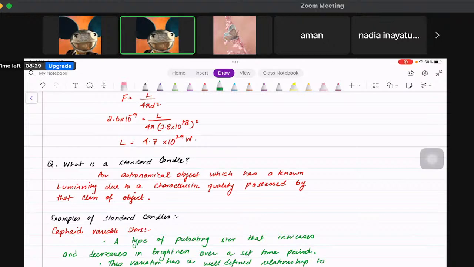Now, I'll explain what a standard candle is in just a bit. So just write this down.